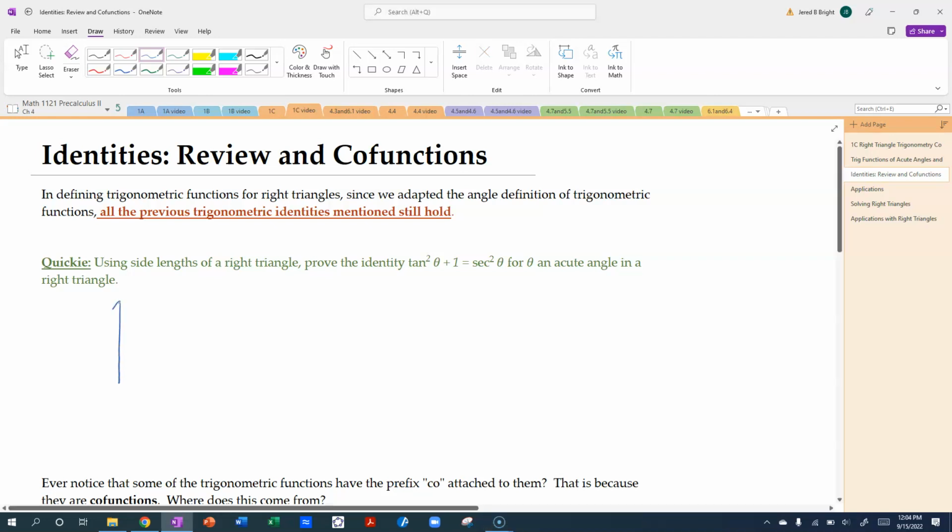Okay, let's get a right triangle drawn just for reference. This we'll call theta, and with respect to theta, this is going to be the opposite side, adjacent, and hypotenuse. It says prove the identity.